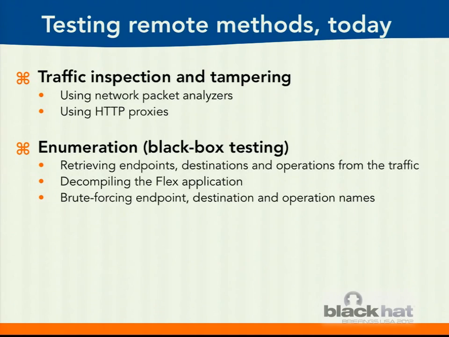As in a normal web application pen test, we want to first enumerate all the endpoints and parameters. In this case, we need to do a proper enumeration of endpoints, destination, and operation. And just to remind, destination and operation are basically the Java class and the methods exposed by the remote server. So one of the ideas is, why not retrieve those things from the traffic?